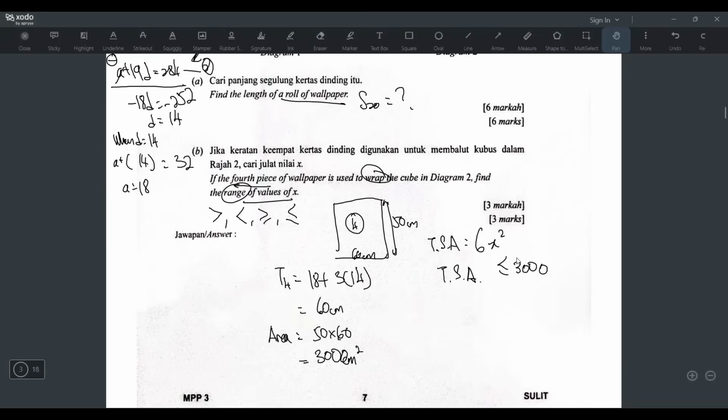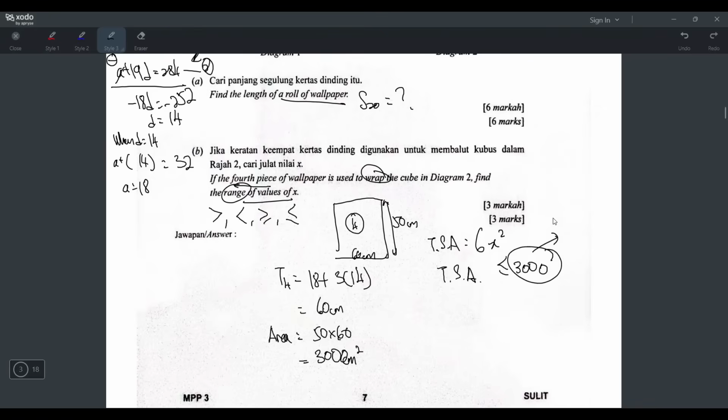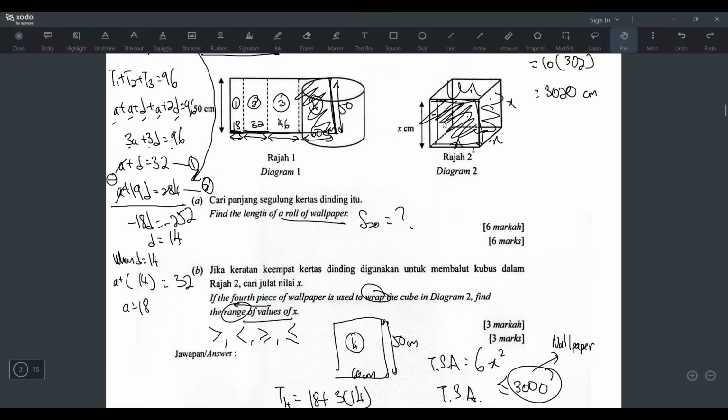cube. Otherwise, the paper is not enough because this 3,000 is the area of paper or wallpaper, right? So the wallpaper has to be more than the total surface area of the cube. That means the total surface area of the cube has to be less than or equal to 3,000. Understand? The thing that you're trying to wrap needs to have a smaller surface area compared to the paper you use to wrap.